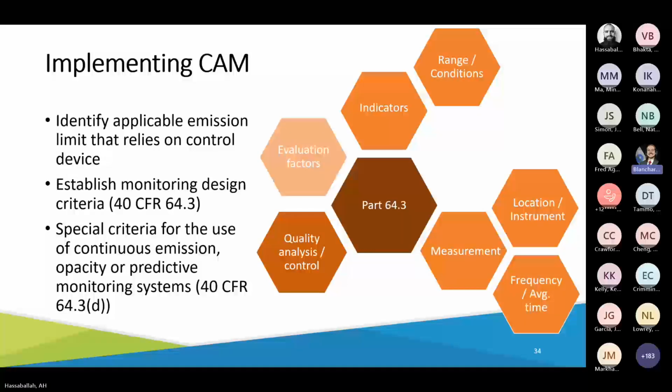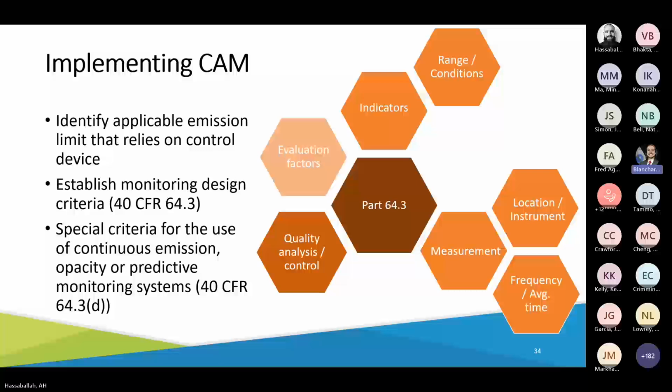But with regards to evaluation factors and indicators, we should consider taking into account site-specific factors, such as the applicability of existing monitoring equipment and design and the procedures involved there, the ability of the monitoring to account for process and control device operational variability, the reliability and latitude built into the control technology itself, and the level of actual emissions relative to the compliance limitation.